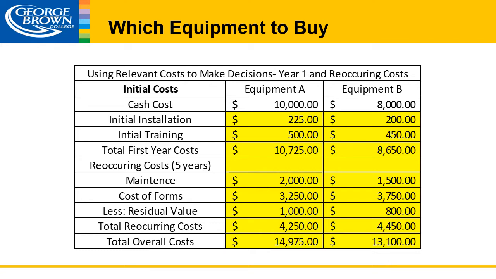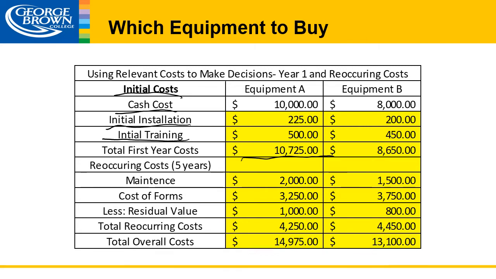All right, so here's just an example of comparing the total costs for each piece of equipment. Okay, so we've got the initial costs, which is the cost of the piece of equipment, the installation, and the training. Okay, these were given to us or would be given in a question. If we add them all up, we get the total first year costs.